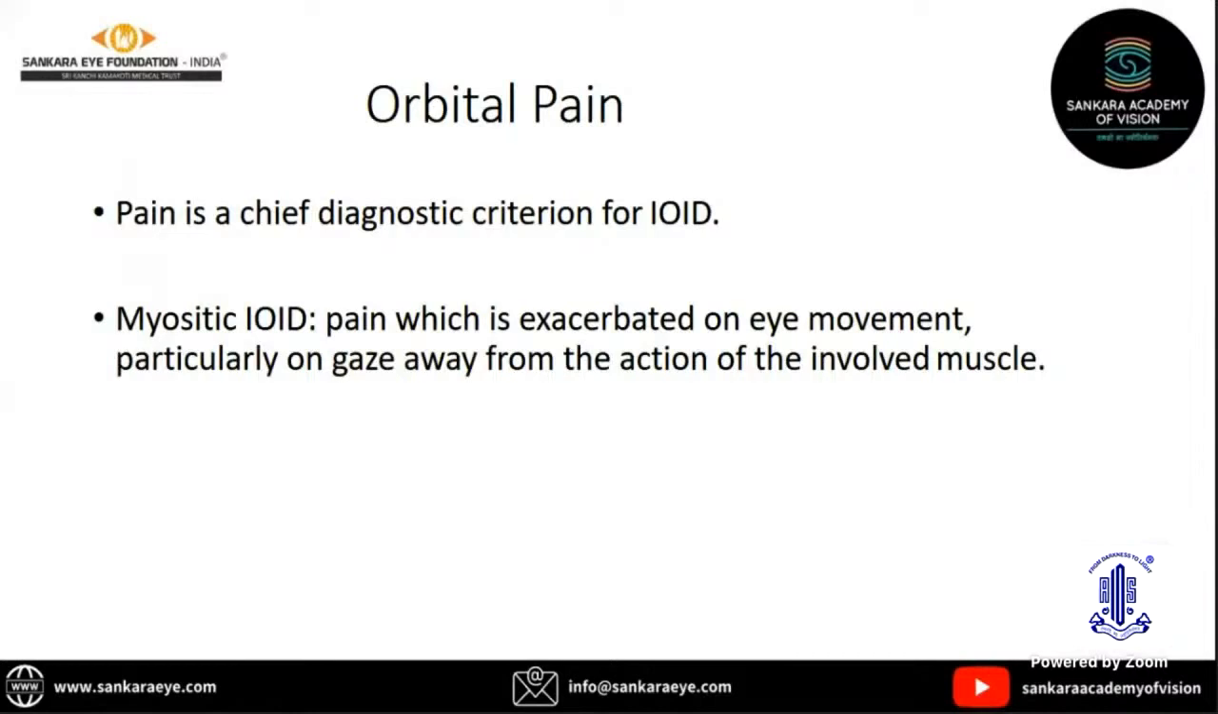The first one is orbital pain, which is the chief diagnostic criterion for IOID. 70% of patients with non-myocytic IOID actually have pain, which ranges from mild discomfort to very severe orbital and periorbital pain.